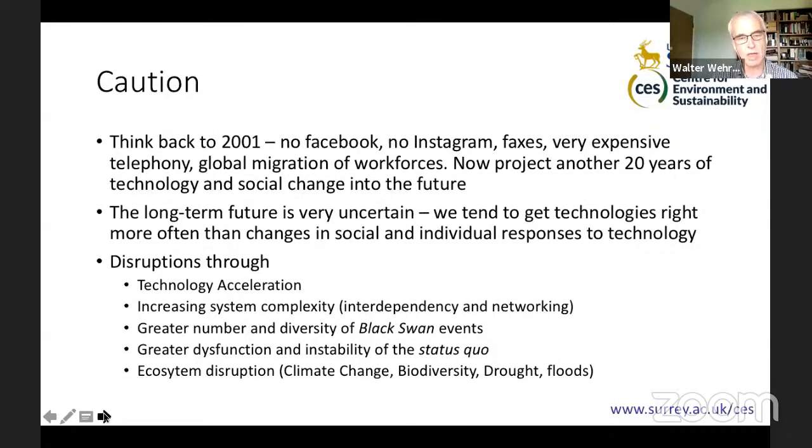Just to start, we are looking at a change in the next 20, 25 years. And most of those projections are both wild and very vague in a way. And that is not only because of the dynamics of technology, which has been quite fundamental and very, very fast moving, but also because there are many different factors coming together. Just at the turn of this millennium, there was no Facebook, no Instagram, no TikTok. We used to use faxes. We had very expensive telephony and then the workforce globally migrated.